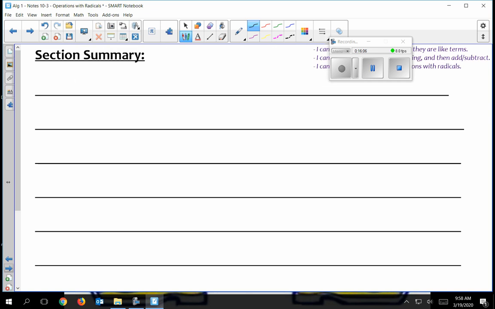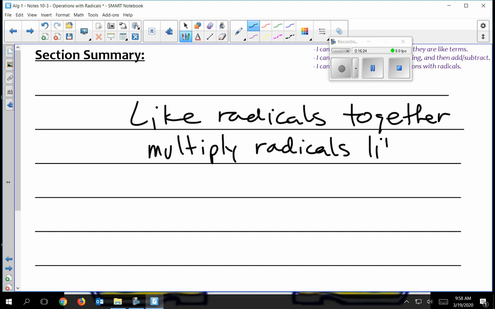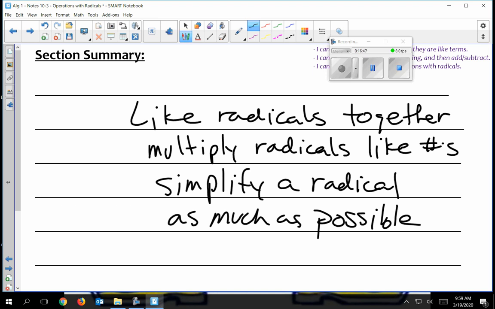Okay, so in your section summary, we want to put like radicals together. We can multiply radicals like numbers. And we always want to be able to simplify a radical as much as possible. So that's taking out a perfect square as a factor and being able to simplify it and do whatever we can with it, okay?